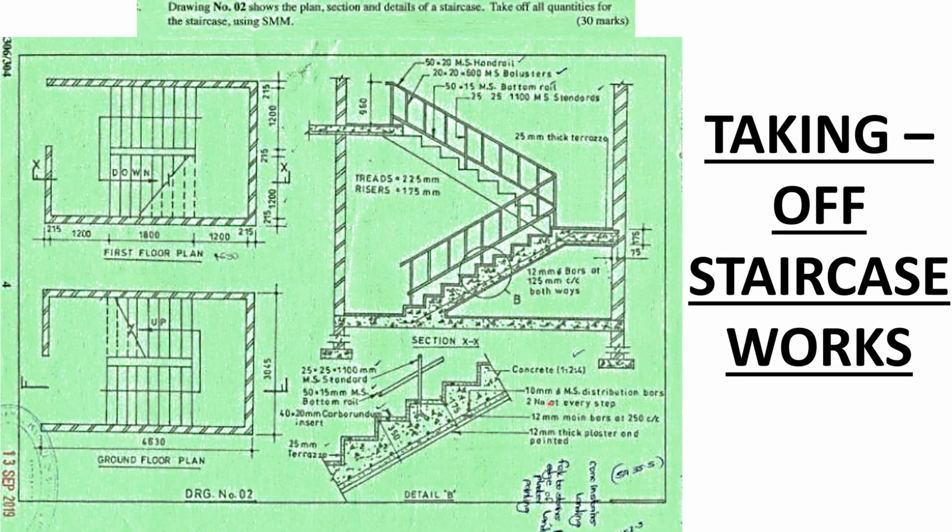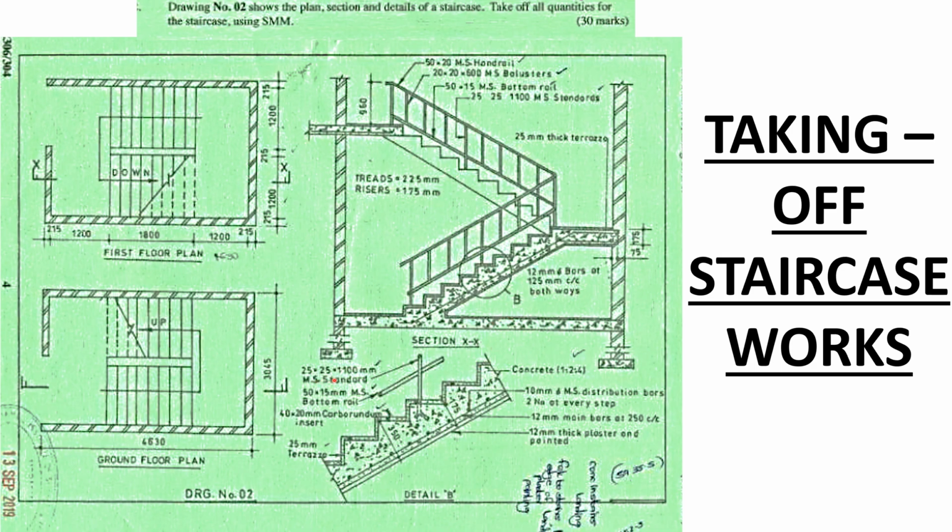Then you have 10 millimeters diameter MS distribution bars, 2 number at every step. So 10 millimeters is maybe D10. D10 MS distribution bars. You know the bars sometimes use Y10 or D10. We have 2 bars at every step going that way. Then we have concrete, which is ratio 1:2:4. Remember, we need all these details when you're taking off. You need to study your drawing so that you can know what you're expected to take off, because anything that has been shown on the drawings, you should be able to take it off.